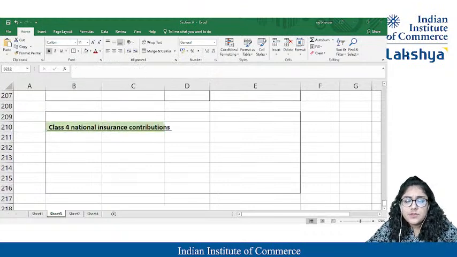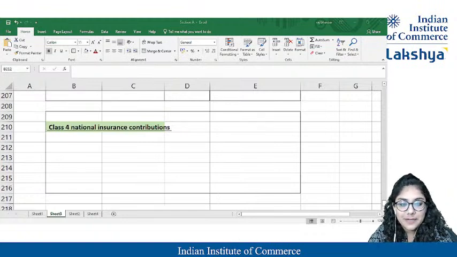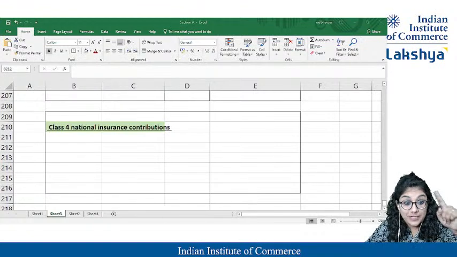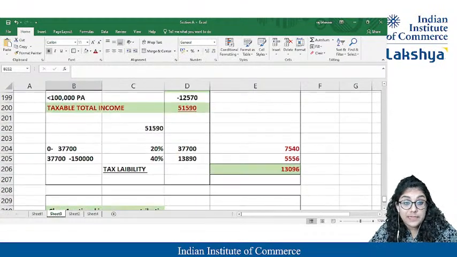Students, do you remember the rates? Please tell me yes. Please don't say no, Baba. I need to show you then. Yeah, you remember, isn't it? Chalo, we can start. Up till 12,570, it's 0%, right? I'll write, you just check. It's class 4 again. And this is my total income, guys.